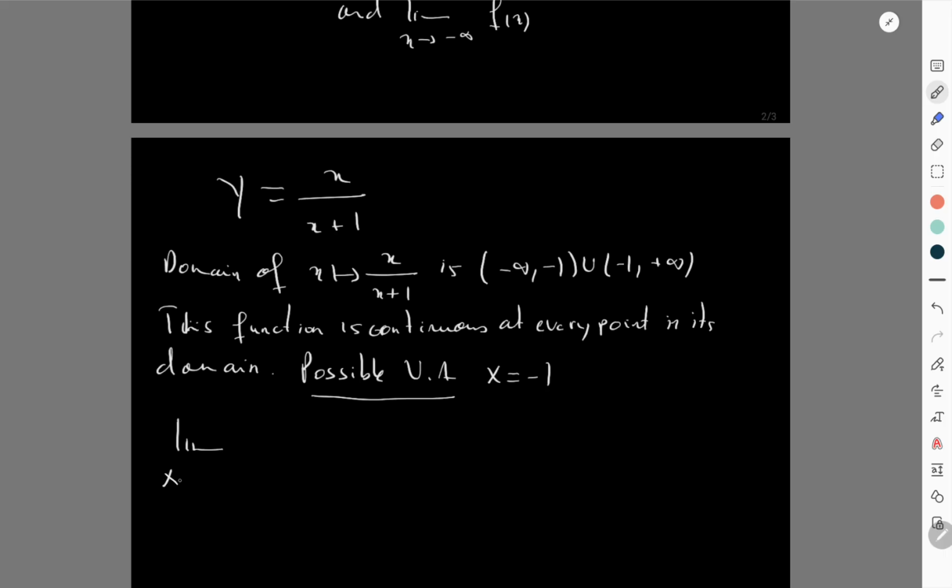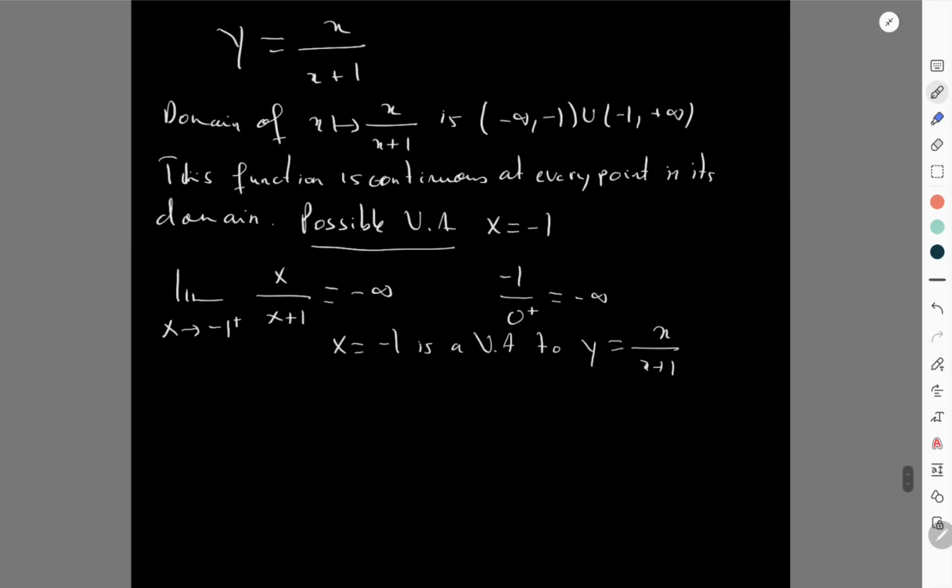Let's look at the limit as x goes to minus 1 plus of x over x plus 1. What is that? If x goes to minus 1 plus, then x is near negative 1. And x plus 1 goes to 0 while remaining positive, right? Because if x is bigger than minus 1, then x plus 1 is bigger than 0. So this is just negative infinity. So x equal minus 1 is a vertical asymptote to y equal x over x plus 1.